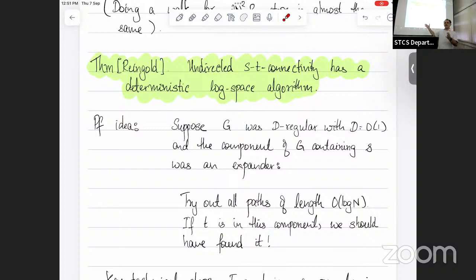So the mixing of expanders will tell you that if T is in the same component as S, I better see T within this much time. Okay. So this is the analysis. This is what you do if your promise is that your graph is d-regular and your graph happens to be an expander in each component.